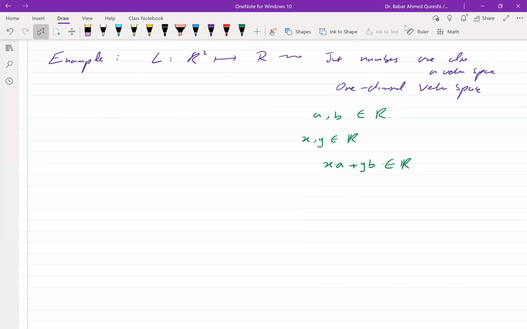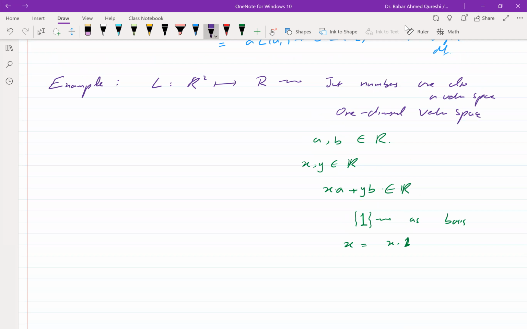And it's a one-dimensional vector space because I can take this one as a basis, and for all the rest of the numbers, if I take any number x, this is just x times 1. And we know that we can scale vectors, so I'm just scaling 1. So it's a one-dimensional vector space.